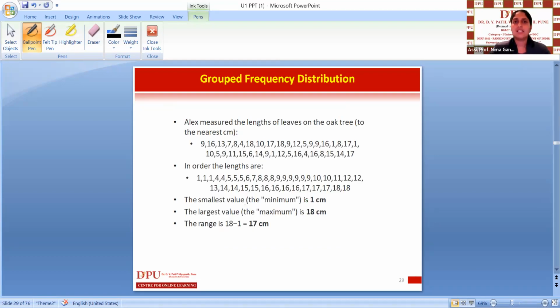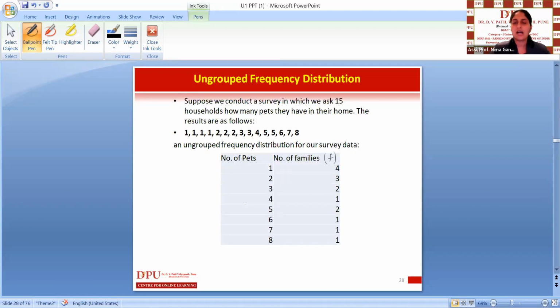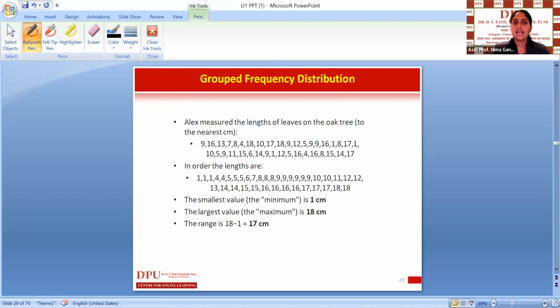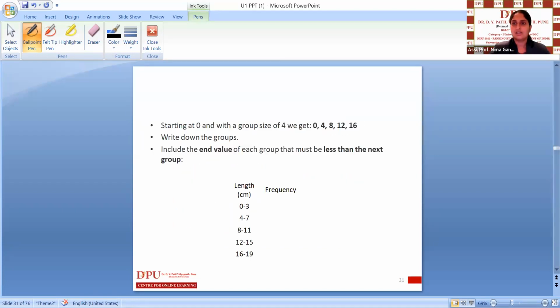So the next one is grouped frequency distribution. So here in this, you have individual numbers in the first column. In grouped frequency distribution, you will have the group of numbers in the first column and respective frequency in the second column. So such type of data you are calling a grouped frequency distribution.